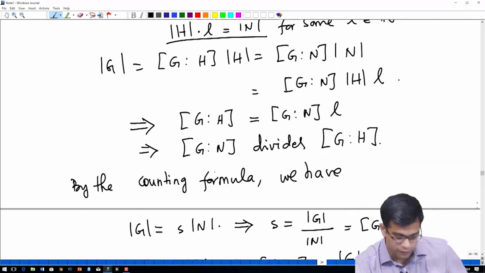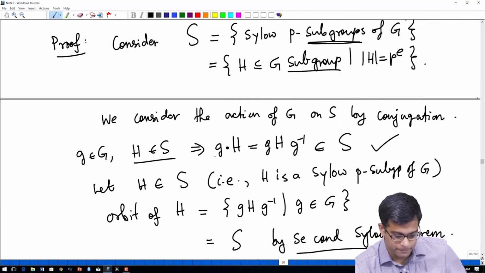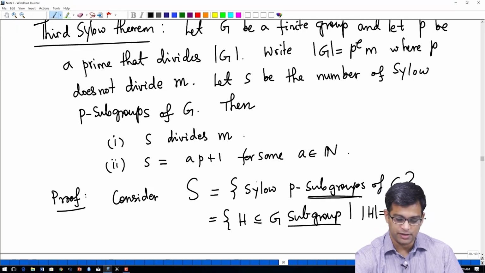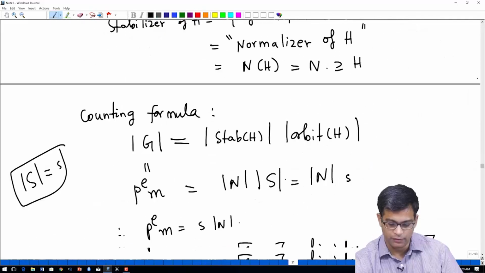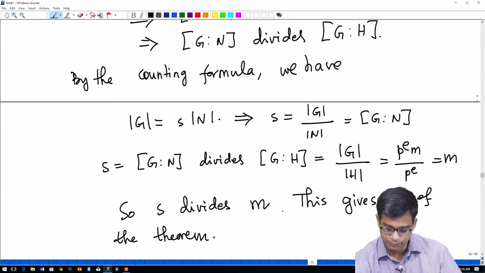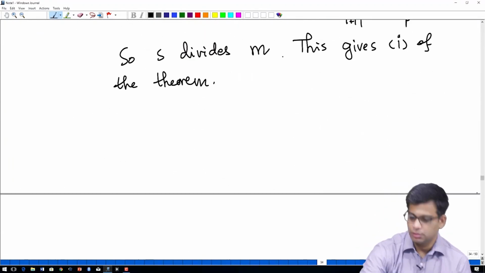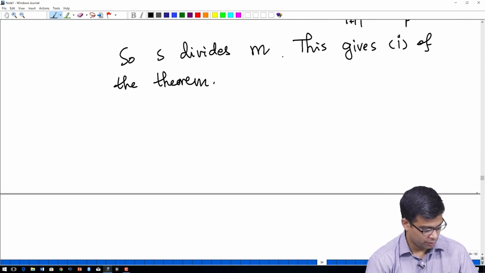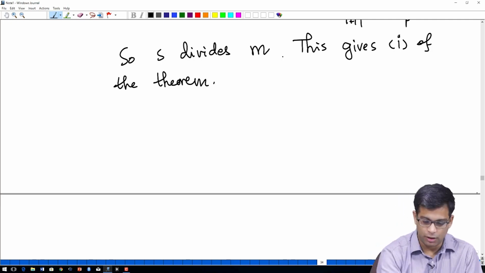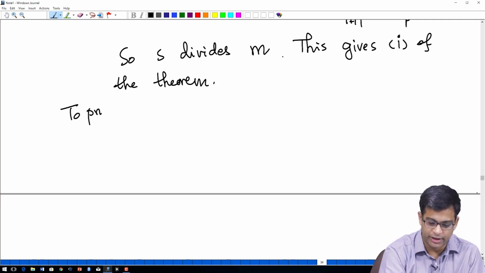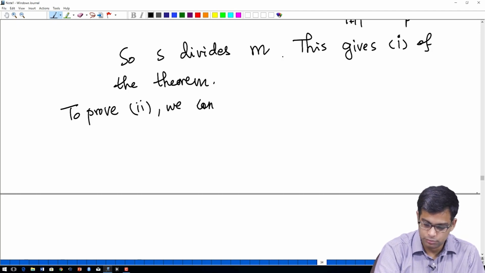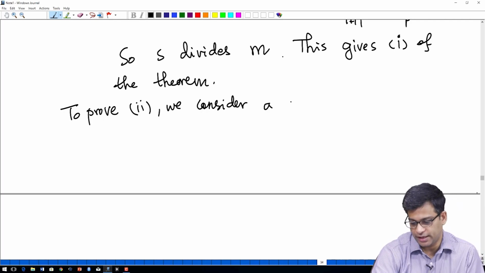Remember, the statement of the Sylow theorem is that if you call small s the number of Sylow p subgroups, it divides m and it is of the form a p plus 1. So, I have just proved the first part of it. This gives the first statement of the theorem. To prove the second part, to prove 2, I am going to consider a different action by a different group. To prove 2, we consider a different action.